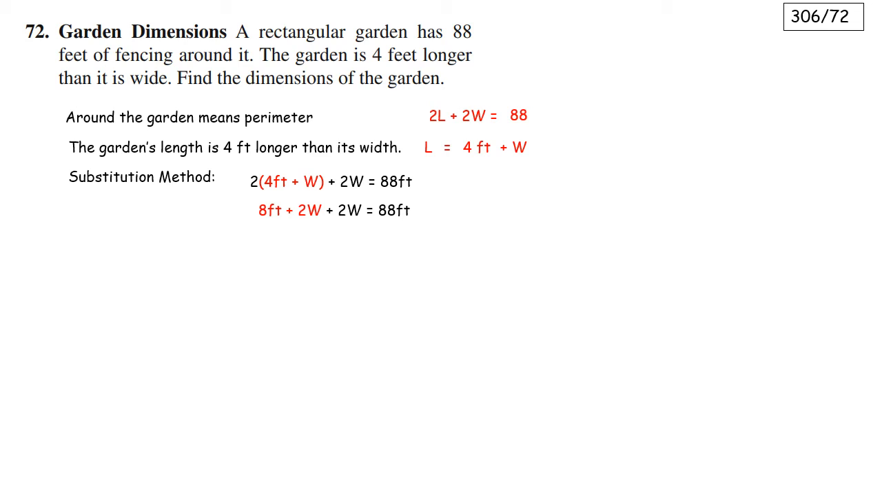We combine like terms. 2W plus 2W is equal to 4W. We'll subtract 8 feet from both sides to get 4W equals 80 feet. We know that the width now is 20. And if the length is 4 more than that, then the length is 24.